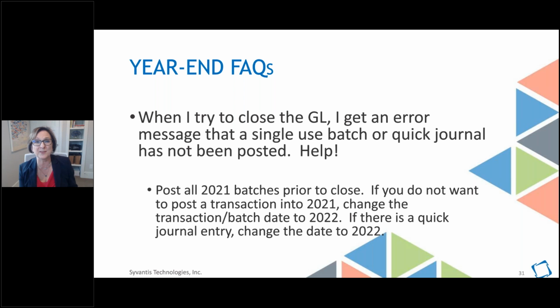But it really is kind of a good control, because the truth is, if I have a batch that has transactions with a 2021 date, they should be posted before year end, right? So if it's not supposed to be posted in 2021, I should go into each of those transactions and update them to have a 2022 date. Same thing with quick journal entries, change those to 2022 dates. Because really, I'm not posting them in 2021 or I wouldn't be closing the year right now. So as a general procedure, it is best to update everything, make it right, and then go ahead and do the close.